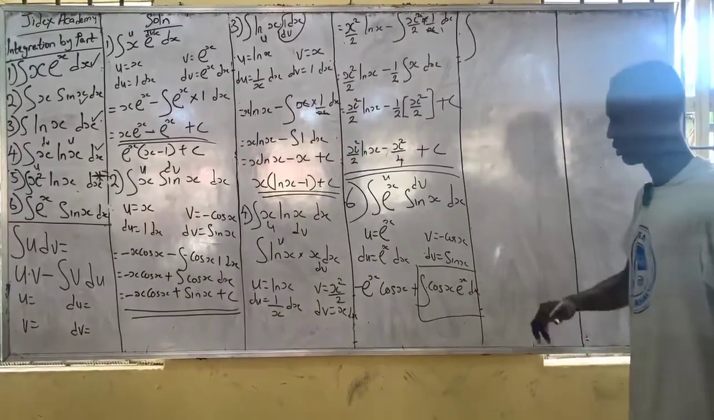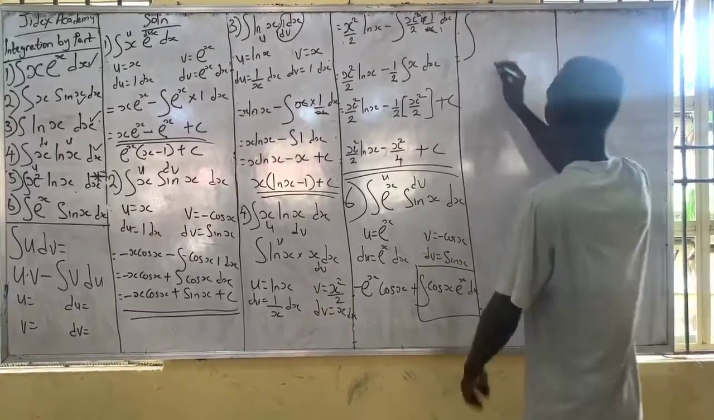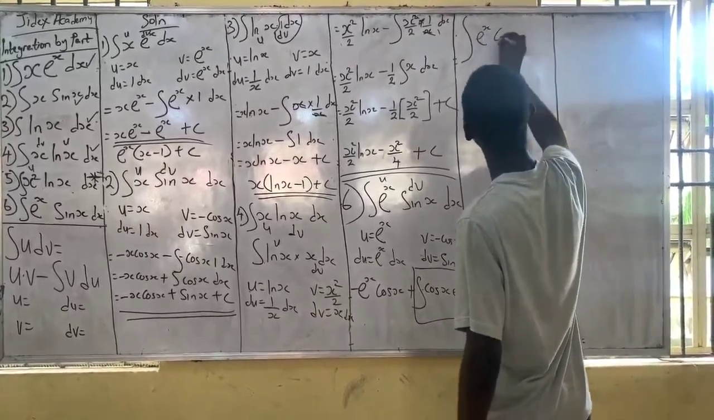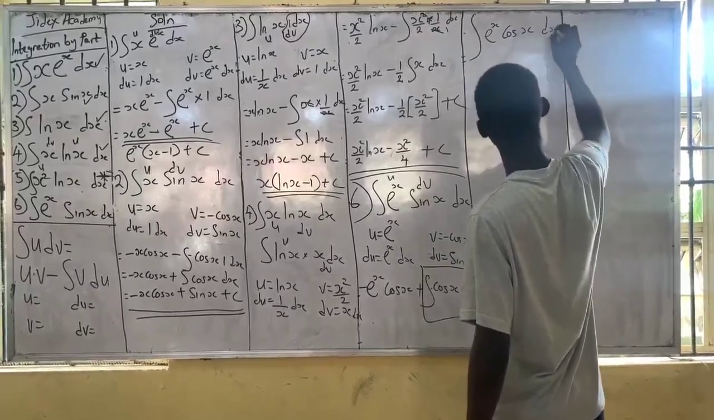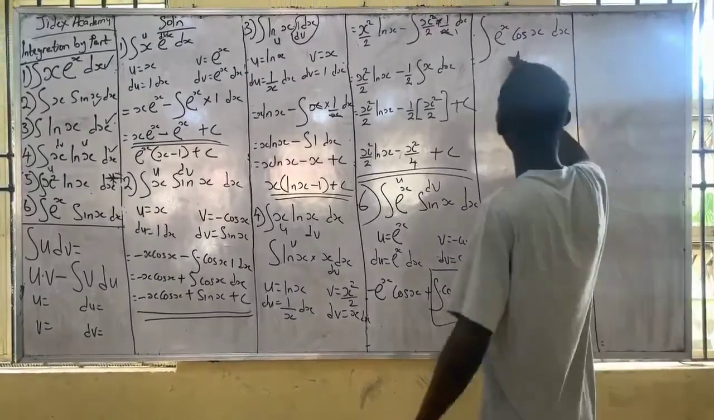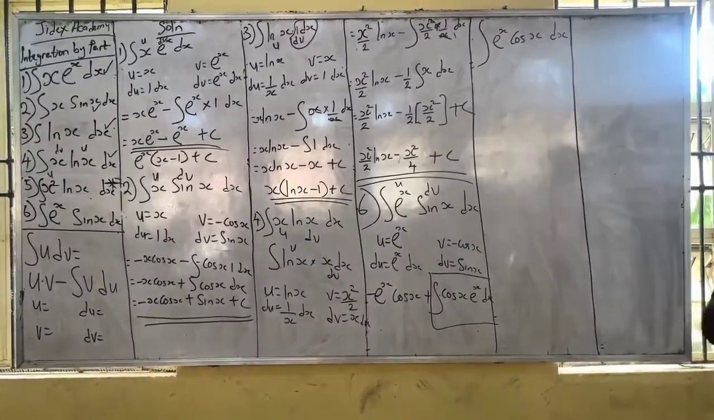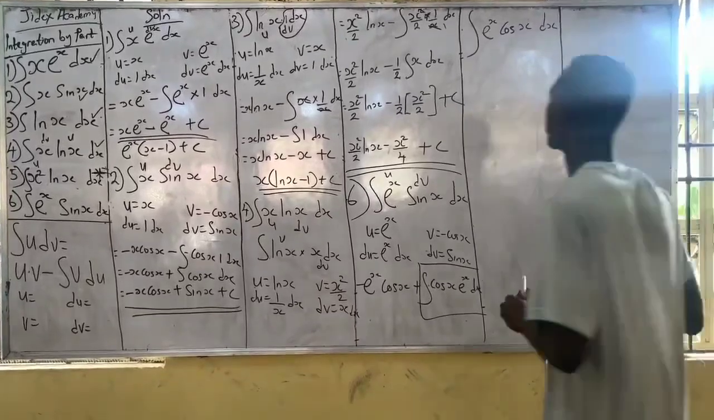Let's bring this out. So that will be what? We can easily rewrite it as e to the power of x cos x dx. Remember, I have gotten rid of the negative sign. Alright, so if this is this, then we'll be applying another integration by parts to this question in order to get our answer. So how do we do that?